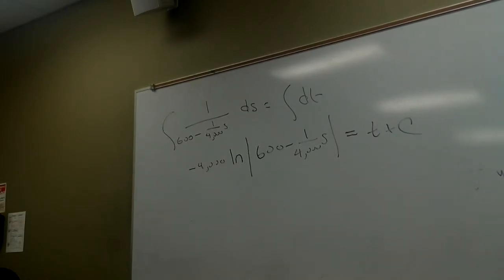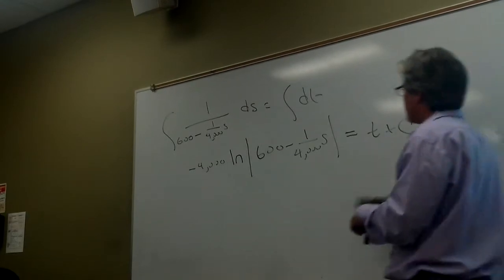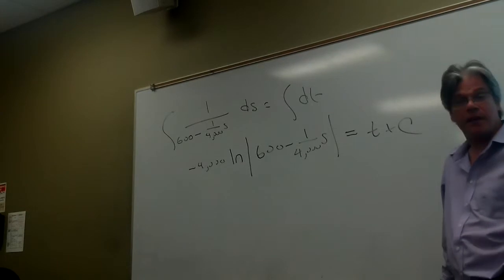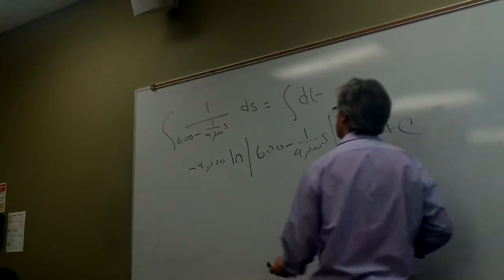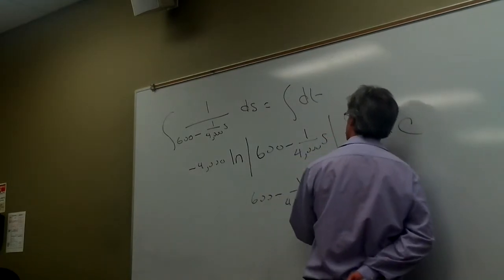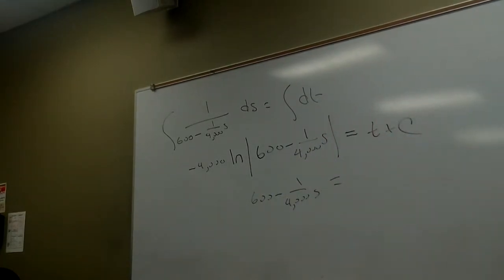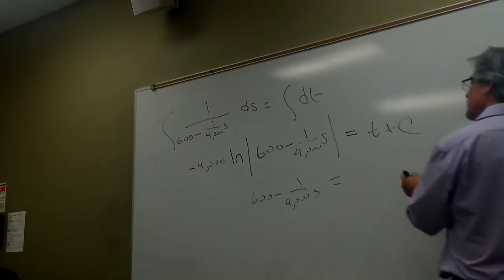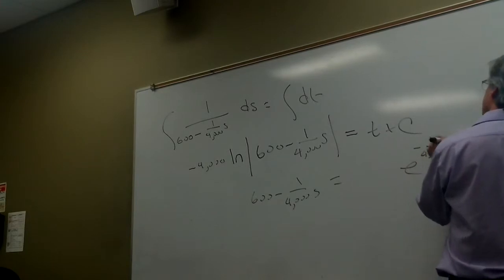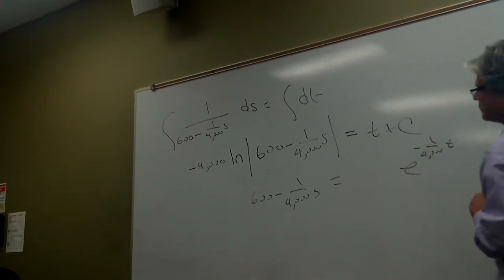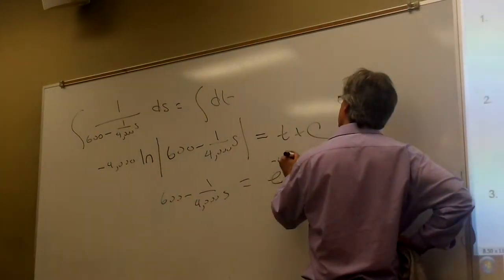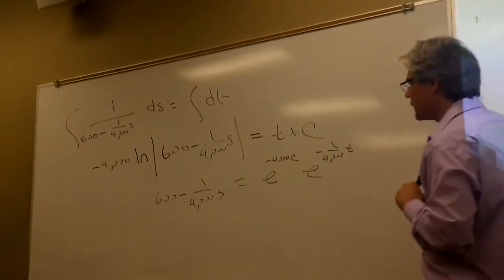Let's try to isolate the s to come up with our function. I will divide both sides by negative 4,000, exponentiate both sides. I think I come up with this. Would that be e? It's a negative 1 over 4,000 times e to the negative 4,000 c. And I got plus or minus.